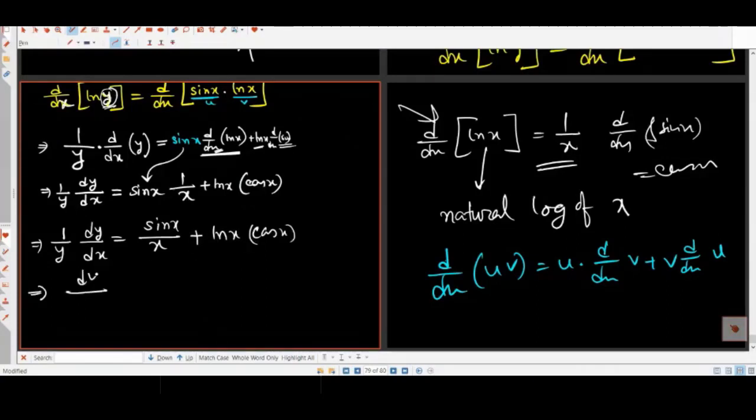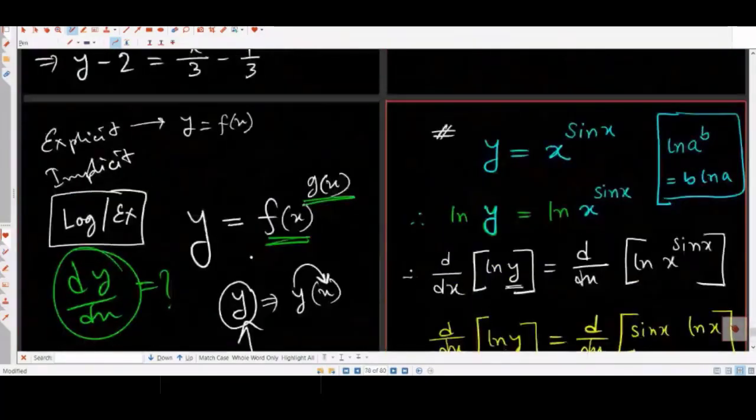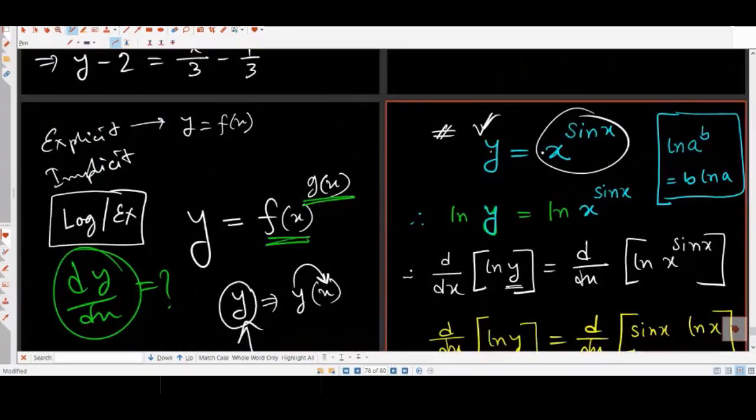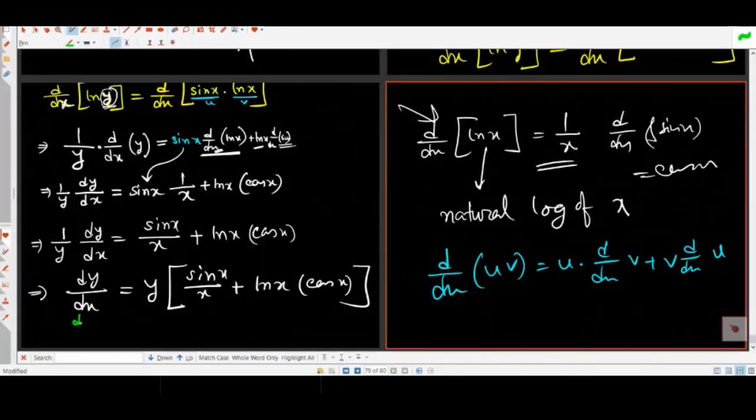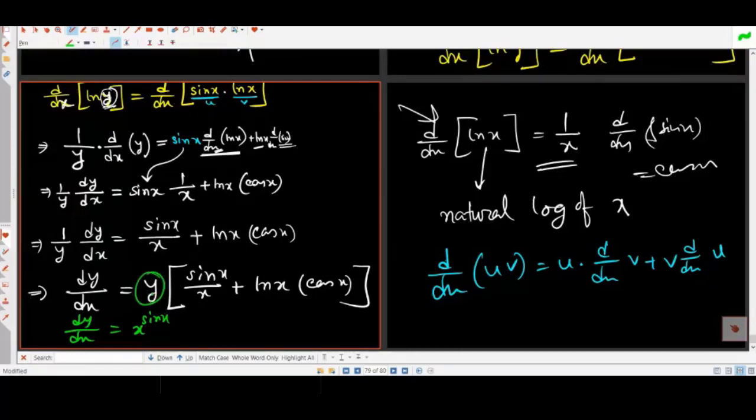Now let's keep dy dx in left side, and if we try to convert this one to the right side, it will be just y. So sine x over x plus natural log of x cosine x. So finally done. But we can also do one simple part, that is y is the same function x power sine x. In next step we can write dy dx as x power sine x, just we are keeping y as the main form. So sine x over x plus natural log of x cosine x. So done. This is how we can find derivative of logarithmic function.